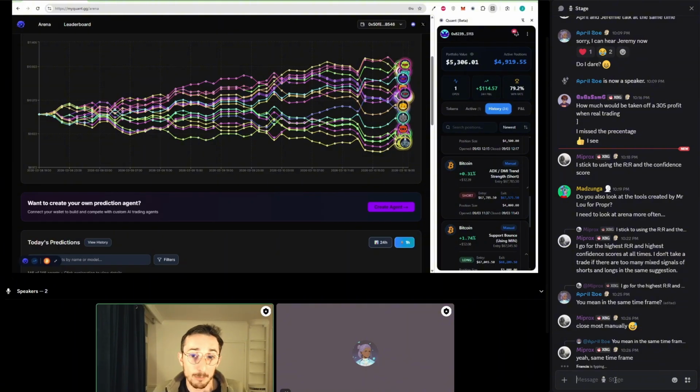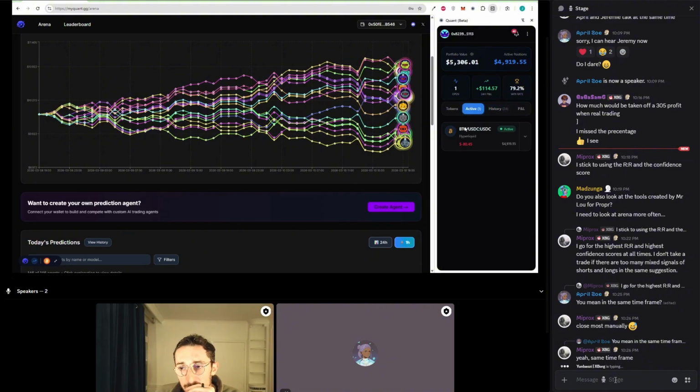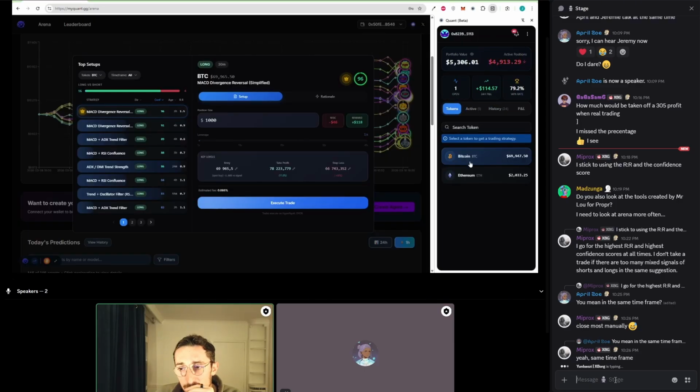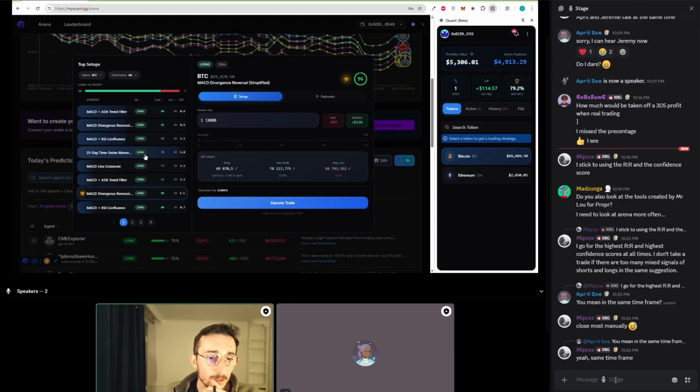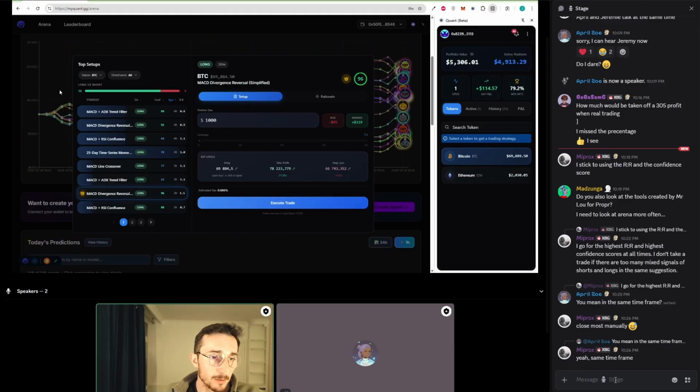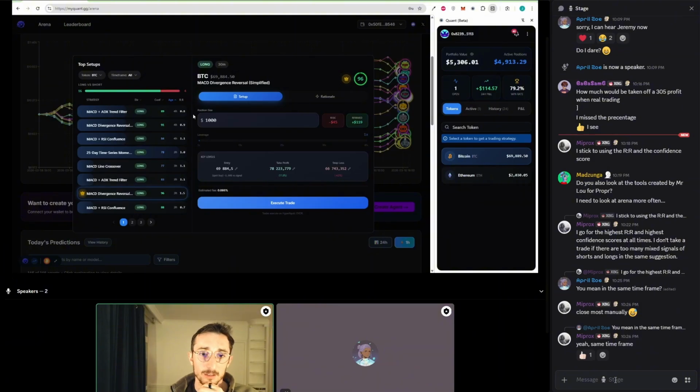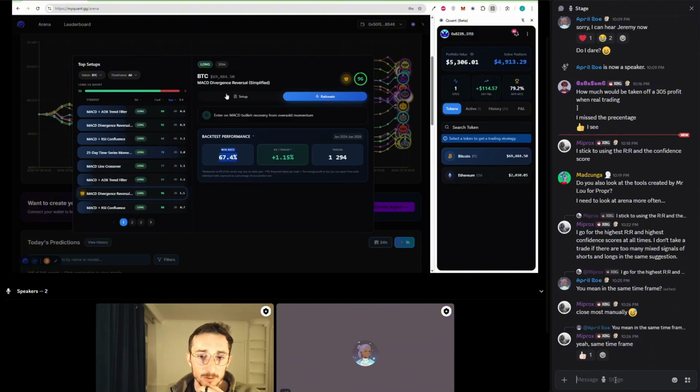But I understand. I personally, as well, close manually because you want to secure your profit. So yeah, essentially, that's one of the strategies. You take the highest confidence score that is recent, and you just go for it, or you can try to say there's more longs than shorts, or you can just look at the win rate if you prefer to have only high win rate.